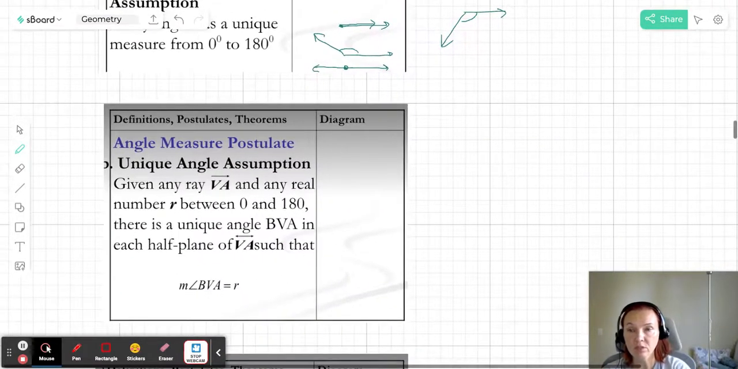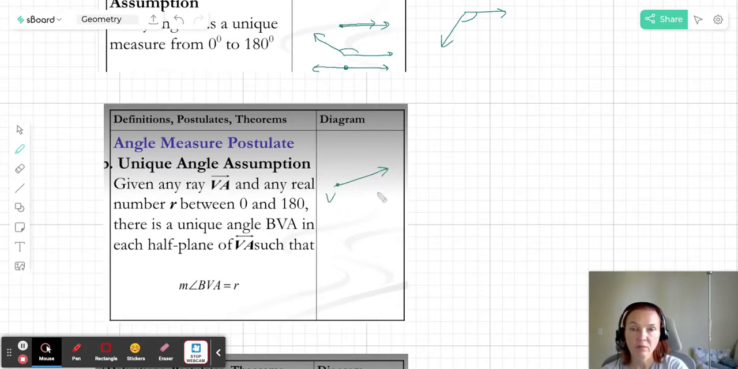The unique angle assumption says that if you have any ray VA, starting with V and then going through point A, and I have any real number R, so let's say number R is given, I don't know, 39.53, between 0 and 180, there is a unique angle BVA in each half plane on VA such that the measure of BVA equals R. So that means that I can draw my angle BVA going like this. And this angle is going to be 39.53 degrees.